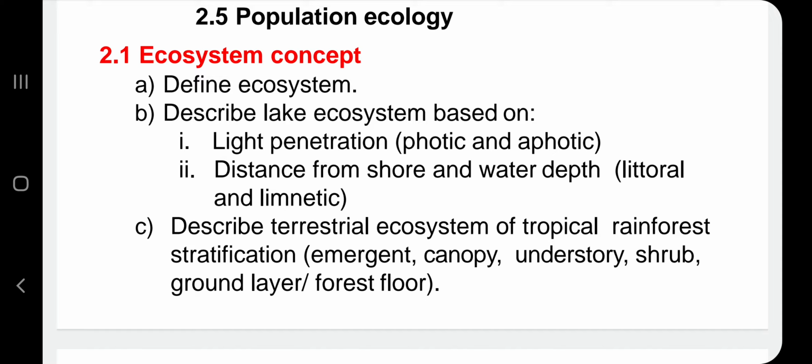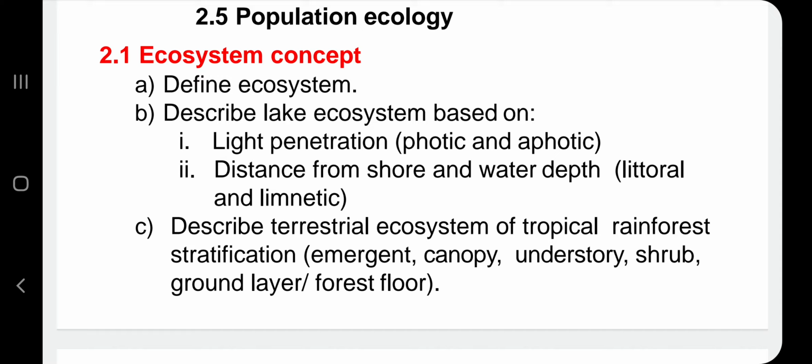So for the 2.1b learning outcome, the first criteria would be light penetration. So the zones would be photic and aphotic zone. The second criteria to divide zones in the lake ecosystem is based on distance from shore and water depth. So we have 2 zones, littoral and limnetic zone.